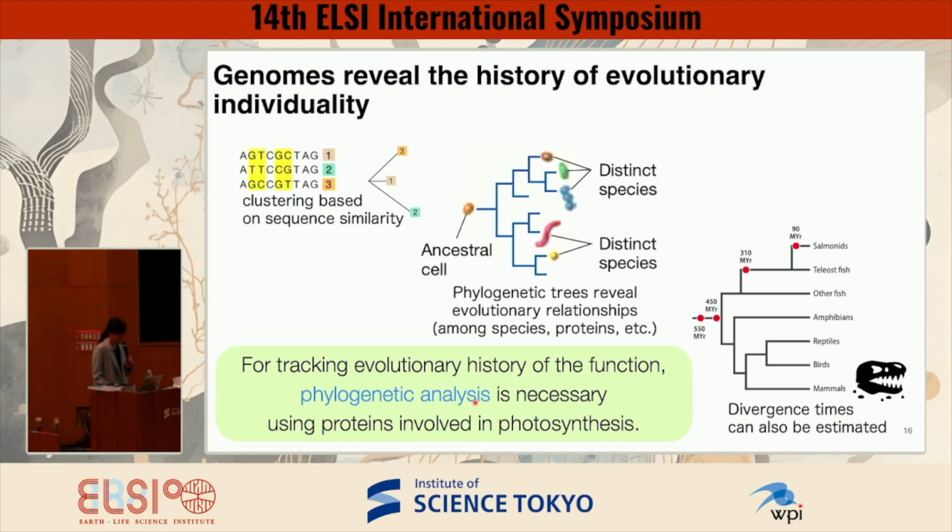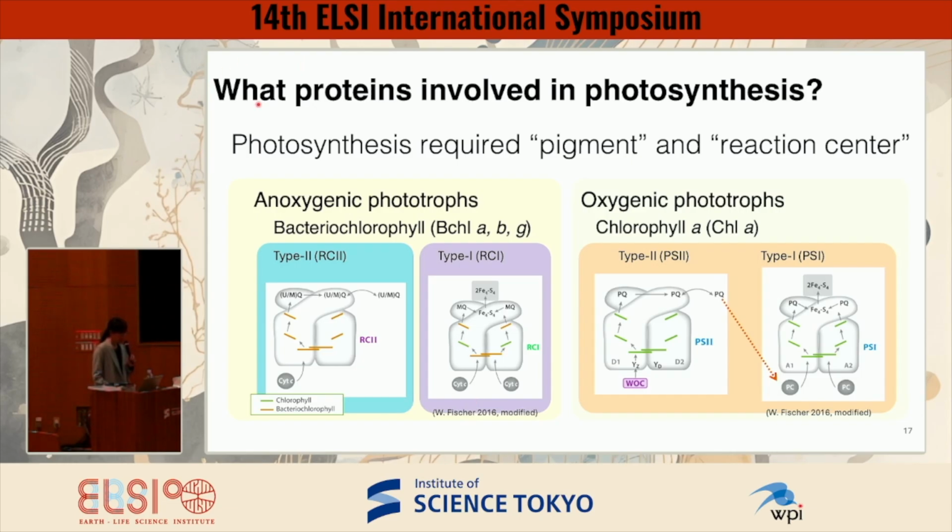To apply this approach to photosynthesis, let's look at which proteins are involved in photosynthesis in the next slide. At its core, photosynthesis requires two key components: light-absorbing pigments and reaction center proteins, where photochemical reactions occur. On the left, I show anoxygenic phototrophs. These organisms use bacteriochlorophyll, shown by the solid line here, as their pigments and possess either type 2 or type 1 reaction centers, but not both. And they don't produce oxygen.